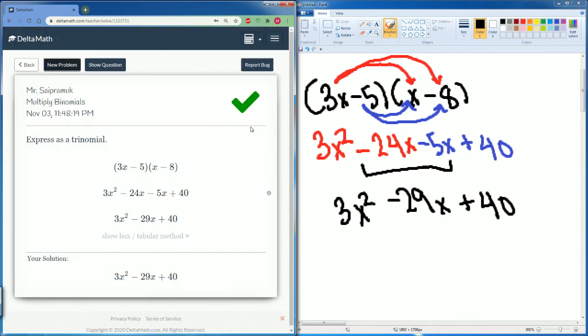Submit. And yep, we did it correctly. All right, there you go. That is how you multiply binomials.